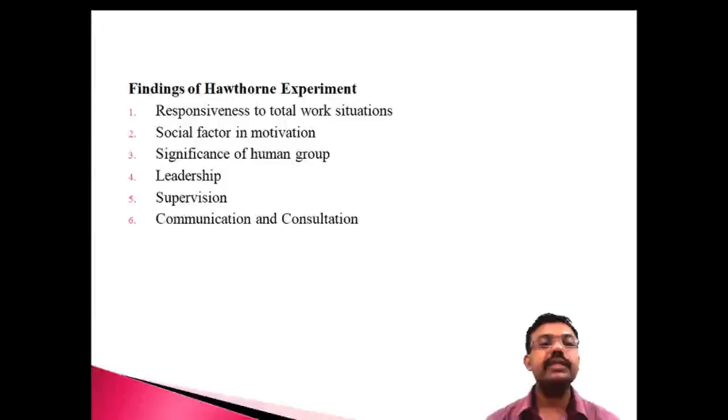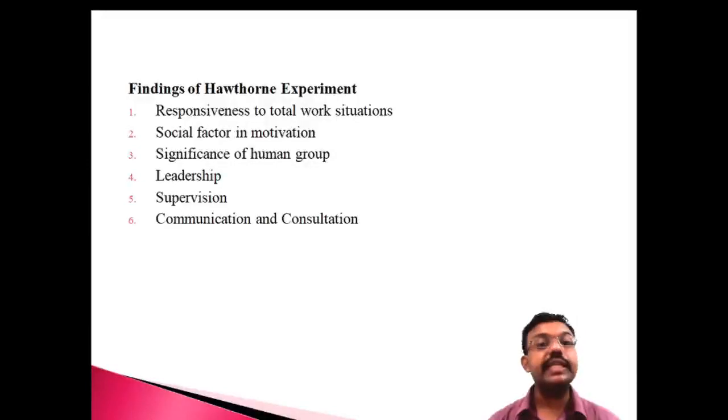Another one is the significance of the human groups. The human group is a very important element. The significance of the human group is one of the important parts regarding the experiment. That means human relationships, the societal relationship of the individual within an organization. These experiments give a lot of importance to the human groups.